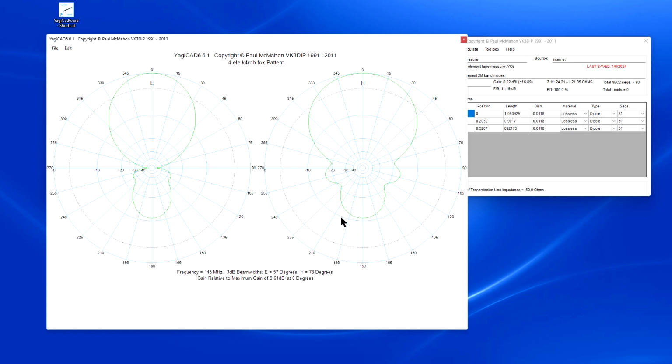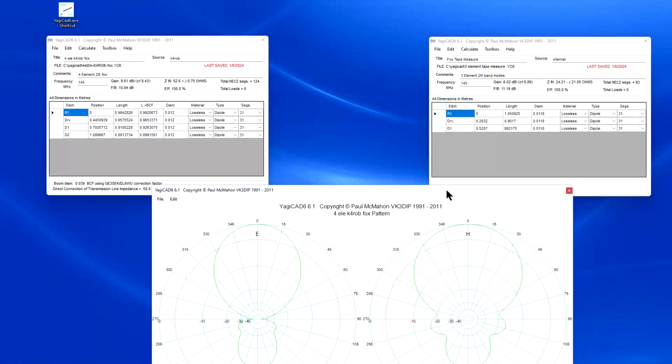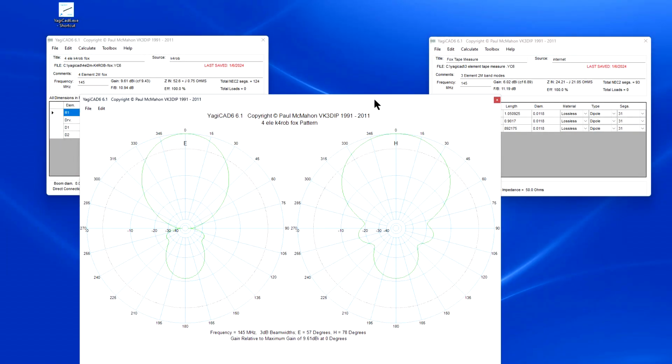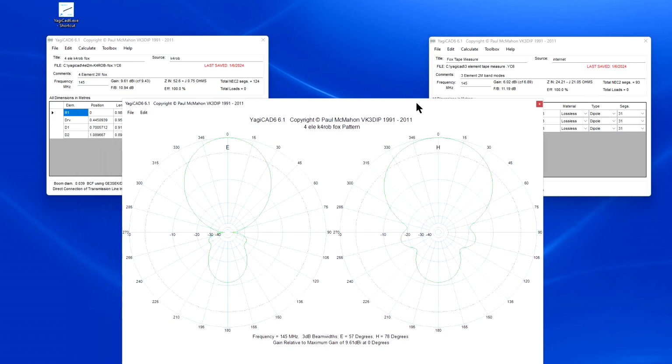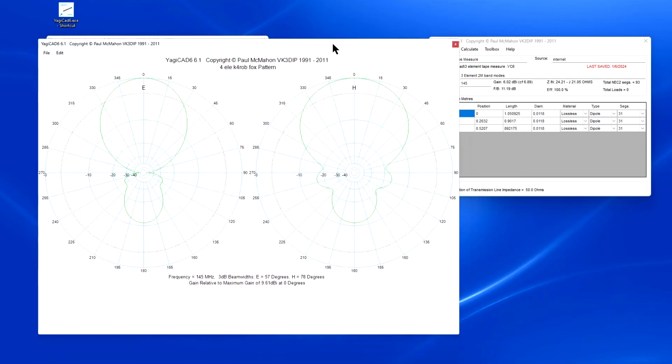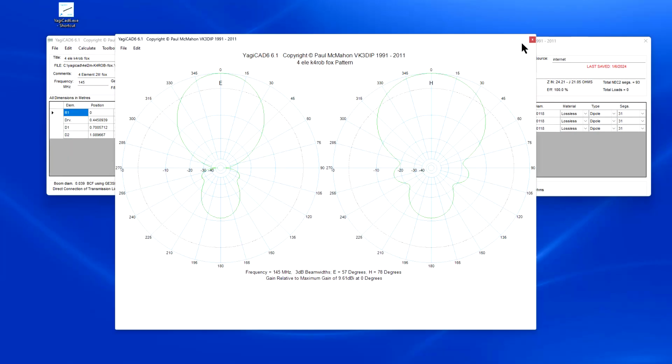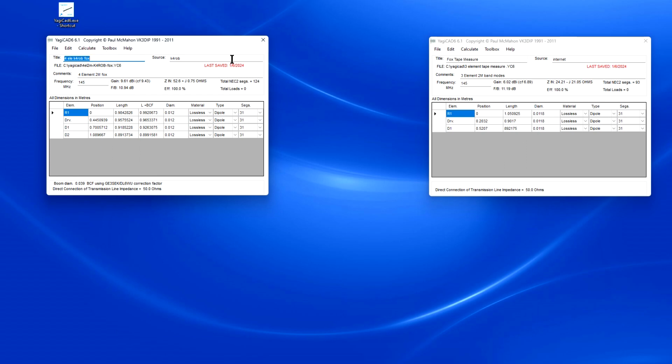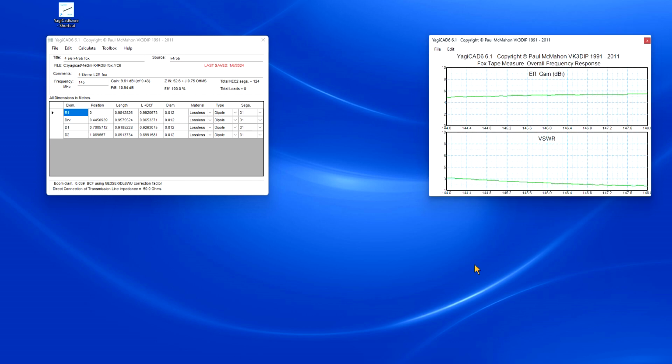Still got a really good front to back, though it doesn't look like quite as good, but it's very close, 10.94 to 11.19. You wouldn't even notice that. So that's about equivalent. It has really good nulls on the side. That helps also. This is the pattern. But let's go back to the tape measure Yagi and look overall, which will show us from 144 to 148 what we can expect the match and such for this antenna to be.